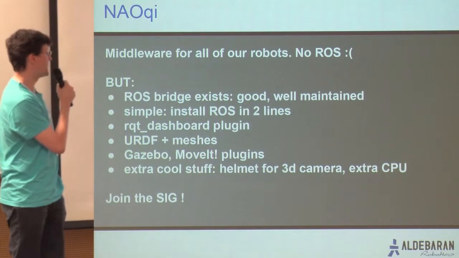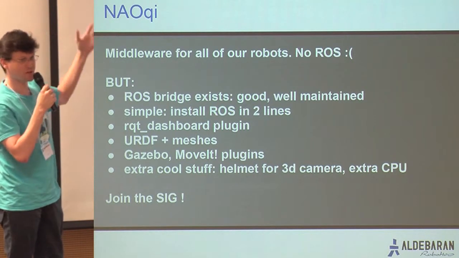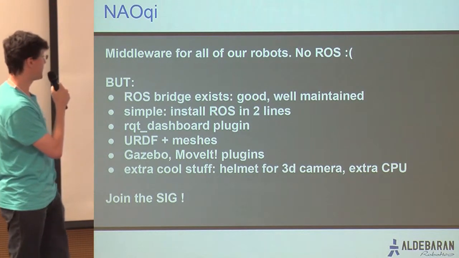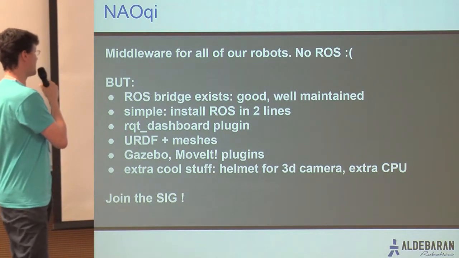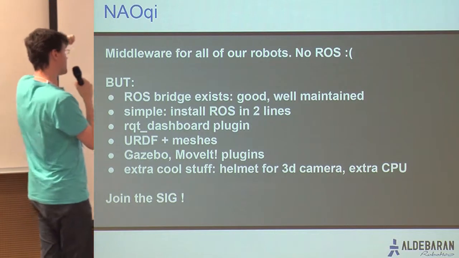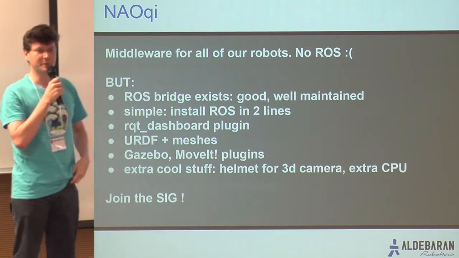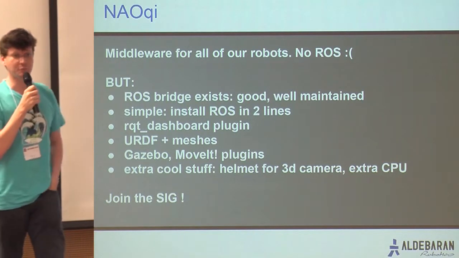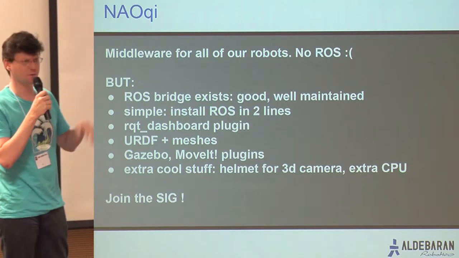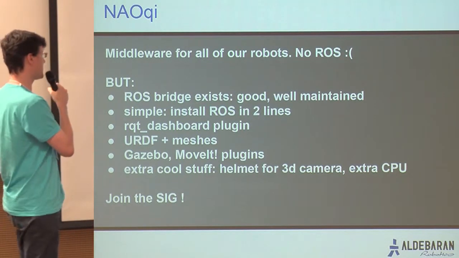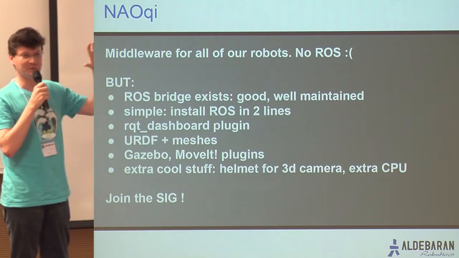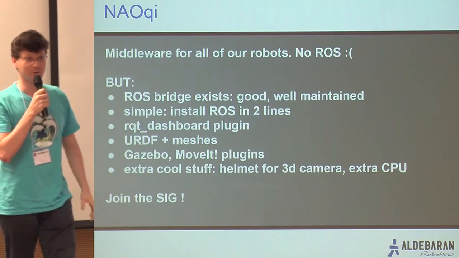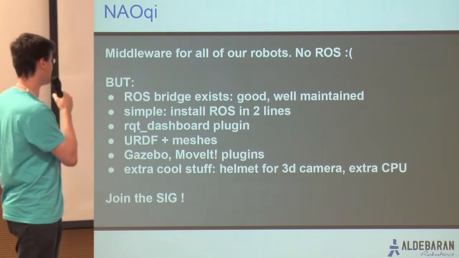Has a dashboard plugin, URDFs, meshes out there. Gazebo plugin and a MoveIt plugin just came out. So go ahead and use those. The community is also pretty active. Like there's some cool stuff that just came out too. A 3D helmet that you can print, so they can add a Kinect or an Asus or stereo camera on top of your robot. And even a guy managed to add another CPU on the back of Nao, so you can really have a good CPU there.